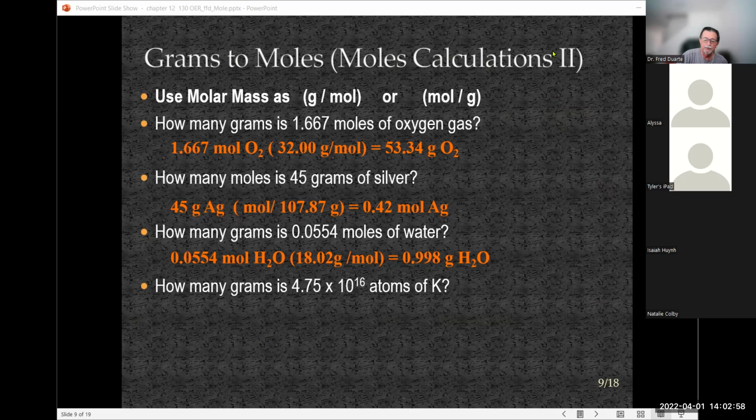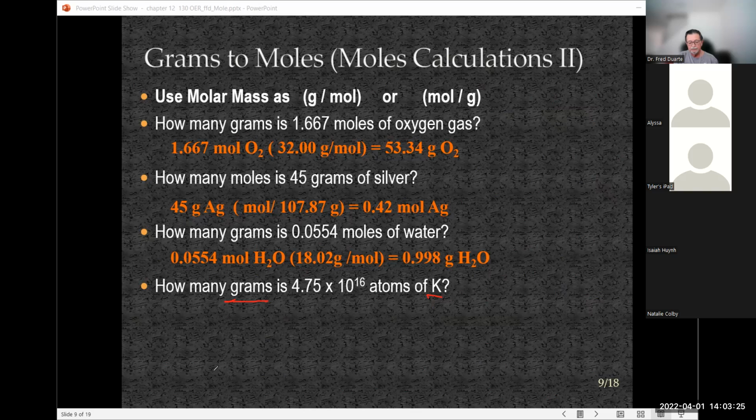Okay. Now let's read the question carefully. Up to this point, I've been checking and asking, do I need Avogadro's number? Well, it depends on the question, okay? Let's figure out what we're being asked. All right, they want to know how many grams, we're talking about potassium. How many grams of potassium is 4.75 times 10 to the 16 atoms?